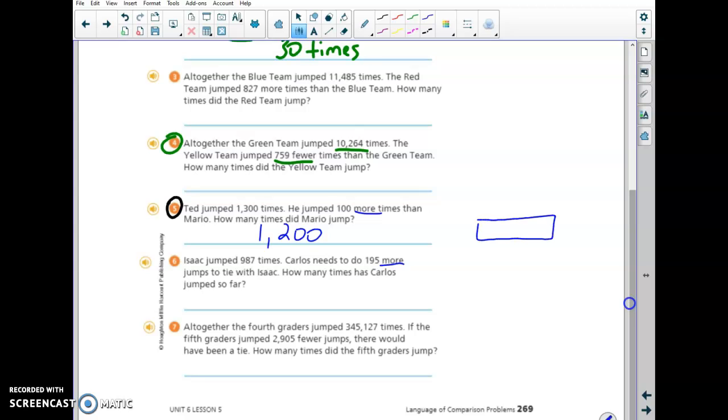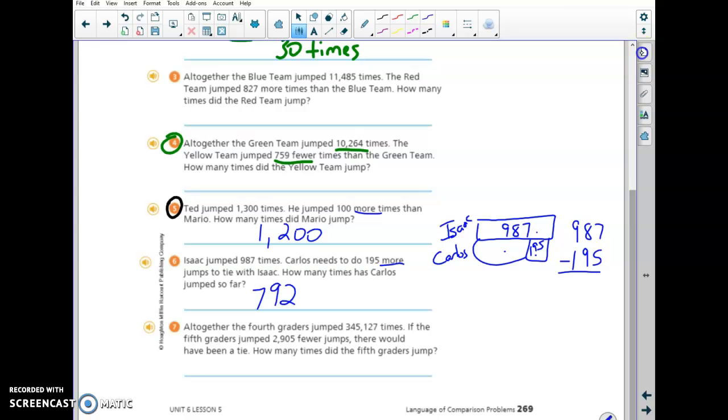So once again, if this helps you, you could make a comparison bar like this. Isaac jumped 987 times. Carlos has to do 195 more. So this is going to be Carlos right here. This plus this gives me this, or the opposite, 987 minus 195 will give me Carlos's score. Pause your video and subtract those. Did you get 792? Hope so.